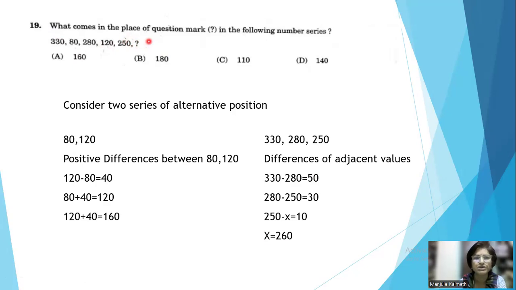So here maybe the series is 330, 80, 280, 120, 250, 160 and 260. So the correct answer is this one, 160. Then next we have to move to the next question here.